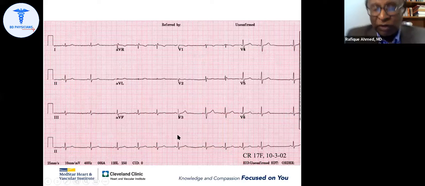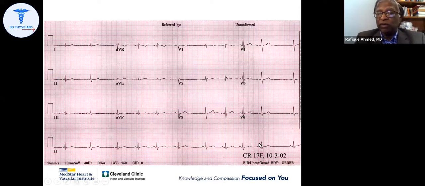This is the same rate as the respiration rate, and this is sinus arrhythmia, which is very common, especially in young people. This is a 17-year-old female. You expect that. So this is an irregularity that's a normal finding. The report will be normal sinus rhythm with sinus arrhythmia, normal ECG.